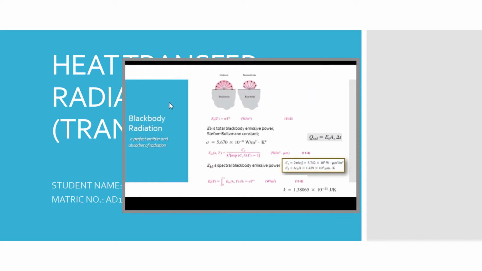A black body is defined as a perfect emitter and absorber of radiation. A black body emits radiation energy uniformly in all directions per unit area normal to the direction of emission. The radiation energy emitted by a black body per unit time and per unit surface area can be expressed as in equation 11.3.